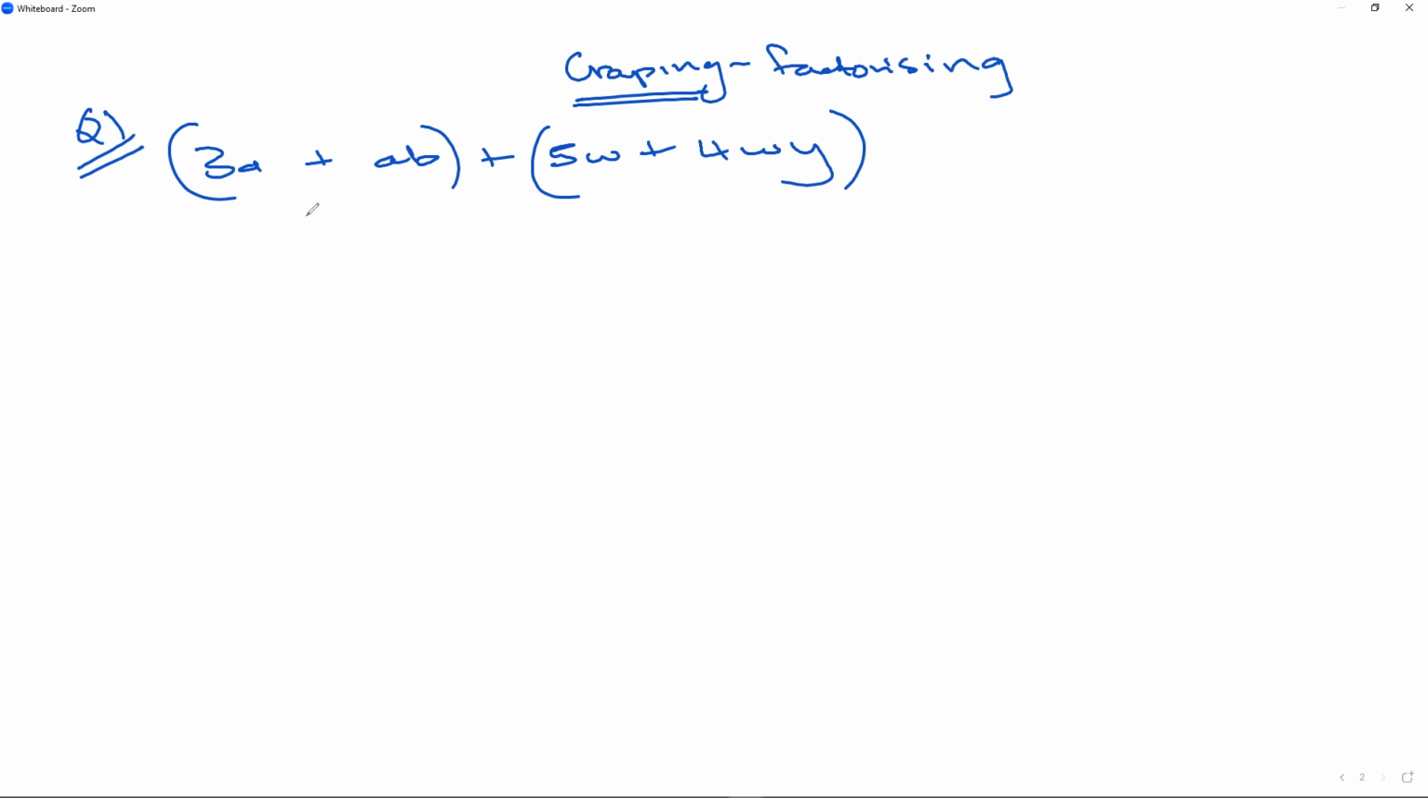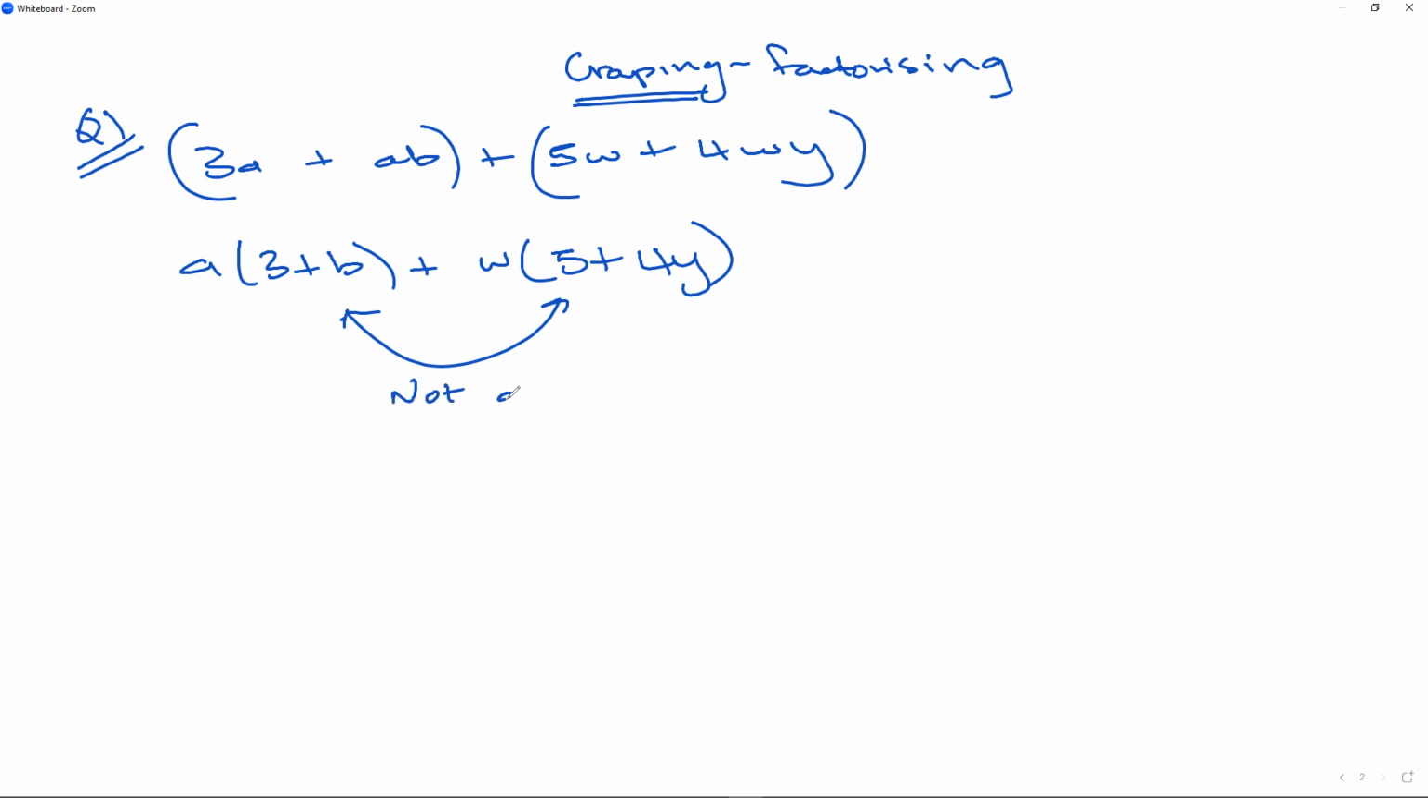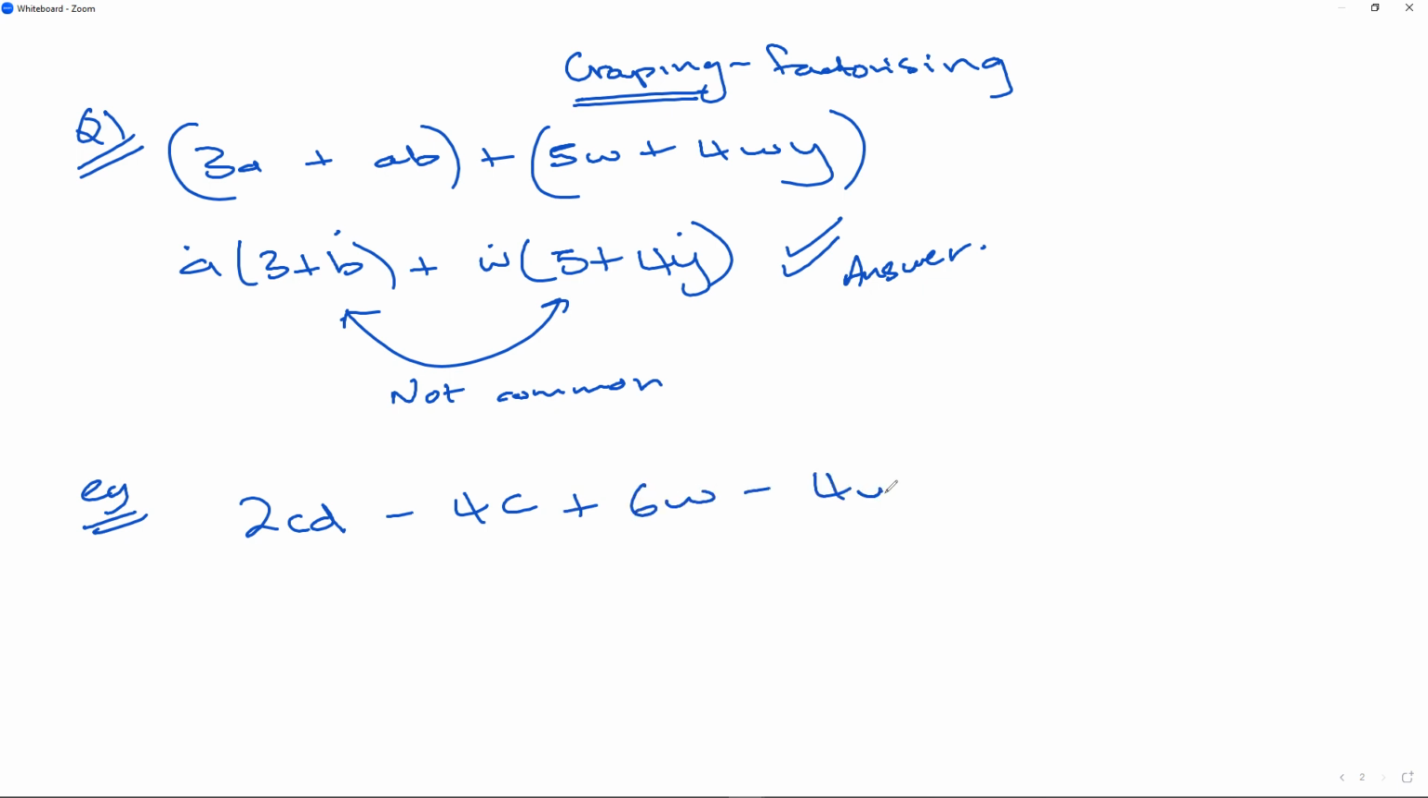If I do factorize this, I can take out a, and I'll be left with 3 plus b. I can take out w, and I'll be left with 5 plus 4y. These two brackets could be common, but in this case they are not common. So we can't really do much because they're all different letters. W and Y, B and A are all different. So we will stop here, and that will be the answer. Alright, let's see if you can try one like this: 2cd minus 4c plus 6w minus 4wy.